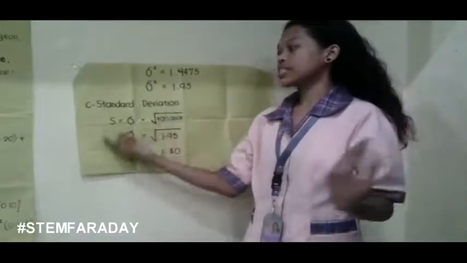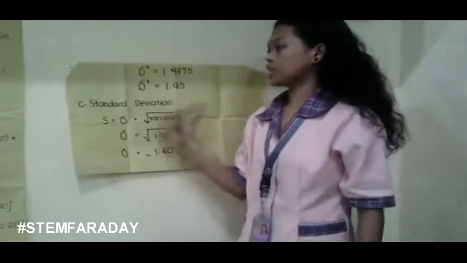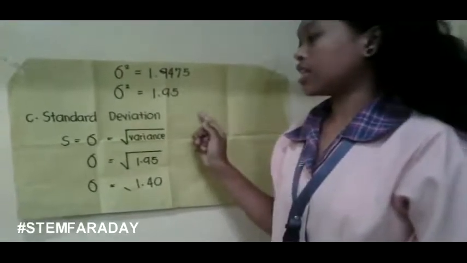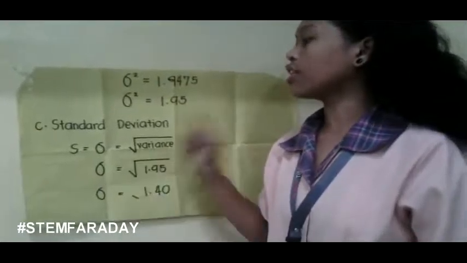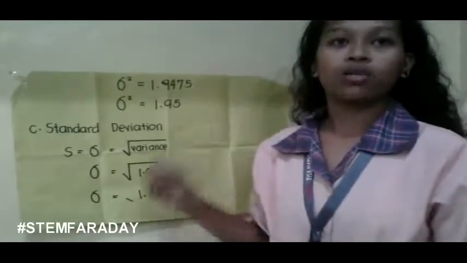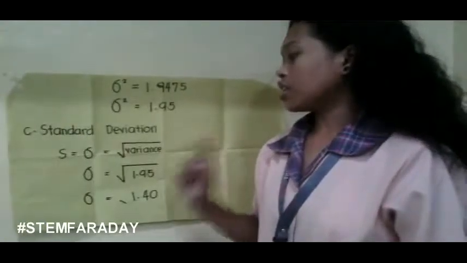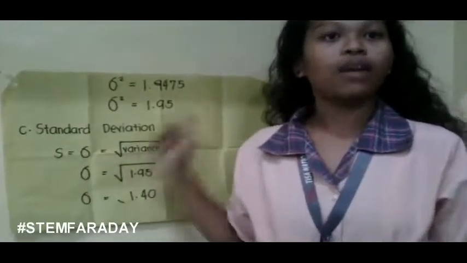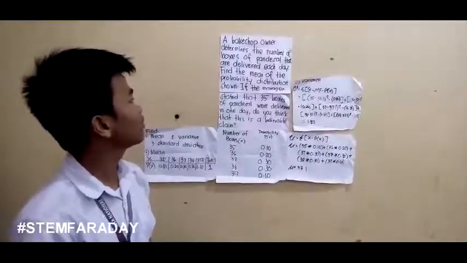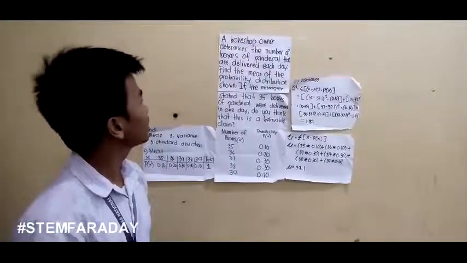After getting the variance, we need to proceed to the standard deviation. So this is the formula. Standard deviation, or sigma, is equal to the square root of the variance. The variance is 1.95, and the square root of 1.95 is 1.40.